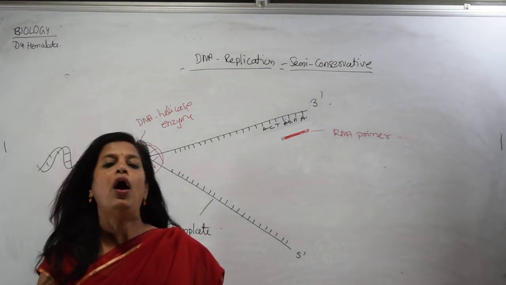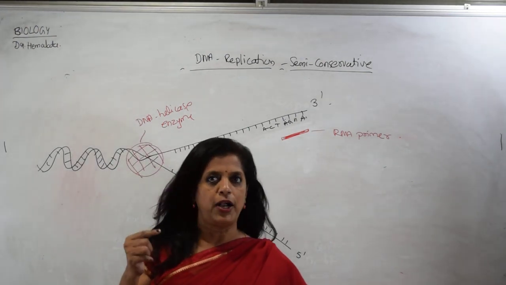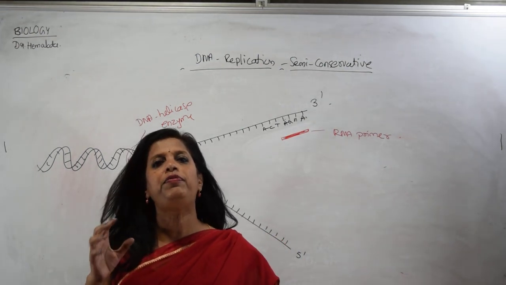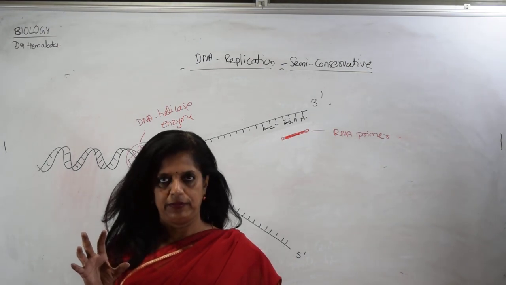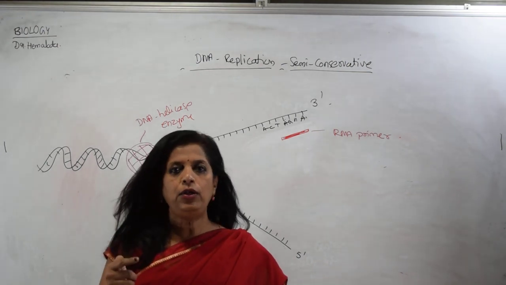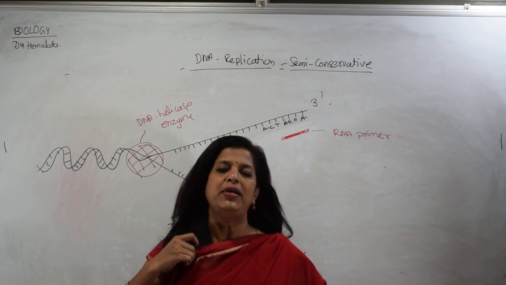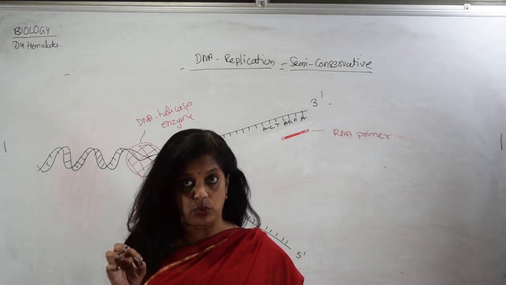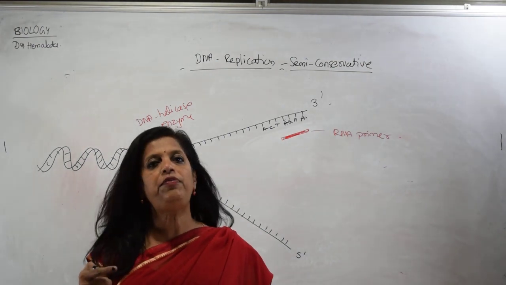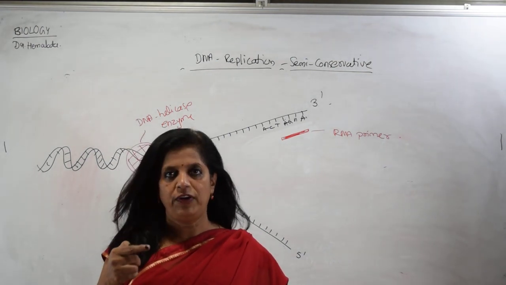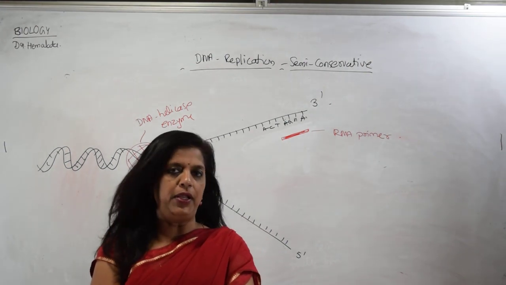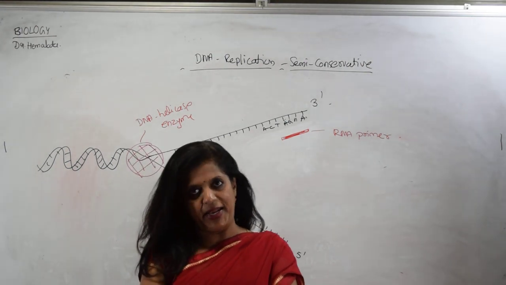Now, how is RNA primer? It is a small strand of RNA measuring around 15 to 50 base pairs in length. Small one, right? I told you that DNA you measure not by centimeter or millimeter, you measure it by the base pairs only. So 15 to 50 base pair length of this RNA will initiate the process of replication on one of the DNA templates.